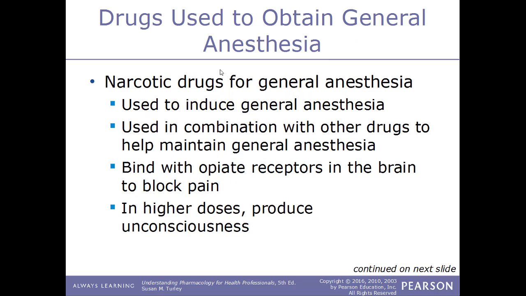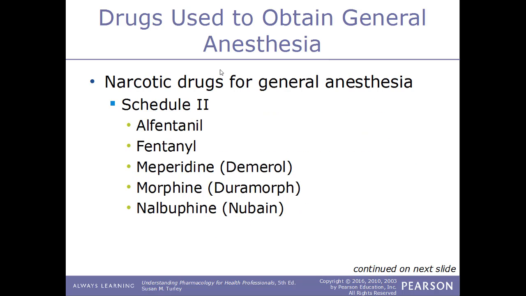Another kind of drug that could be used to obtain general anesthesia are narcotics. These are used to induce general anesthesia, and when used in combination with other drugs, to help maintain general anesthesia. And these work by binding to opiate receptors in the brain to block the pain. In higher doses, these can produce unconsciousness. Now, depending on what type of narcotic is used, it could fall under a number of different schedule categories.